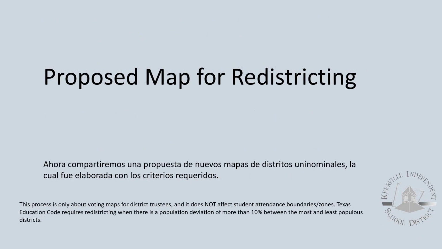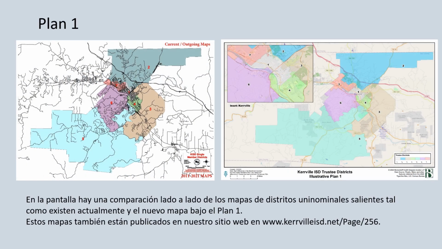Now we will share a proposal for new single-member district maps, which was prepared with the required criteria. On the screen is a side-by-side comparison of the outgoing single-member district maps as it currently exists and the new map under Plan 1. These maps are also posted on our website at www.kerrvilleisd.net/page/256.